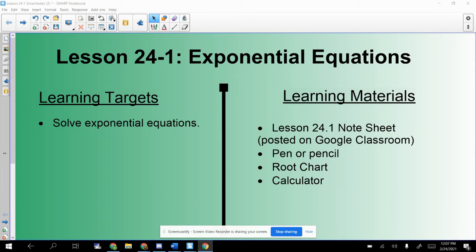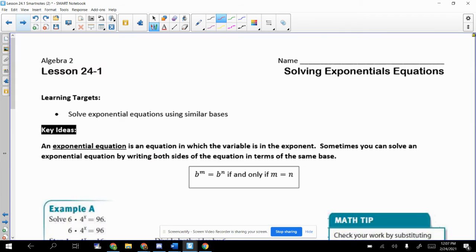You will need the lesson 24.1 note sheet, which is posted in Google Classroom. You'll want a pen or a pencil. You also may want your root chart, which is also posted in Google Classroom, and a calculator. Okay, and our learning target today is that we are going to solve exponential equations. So let's get to it.